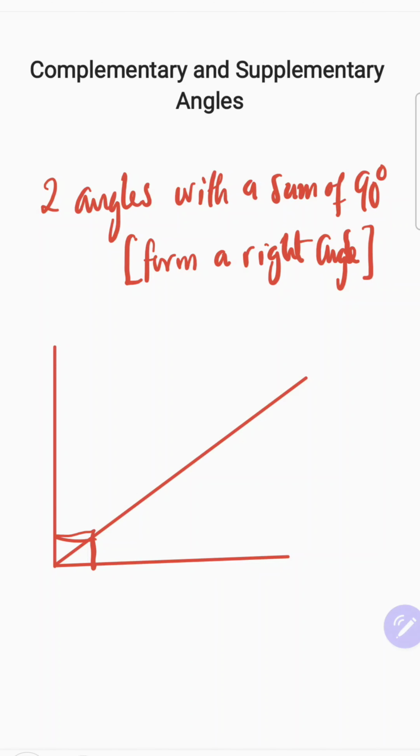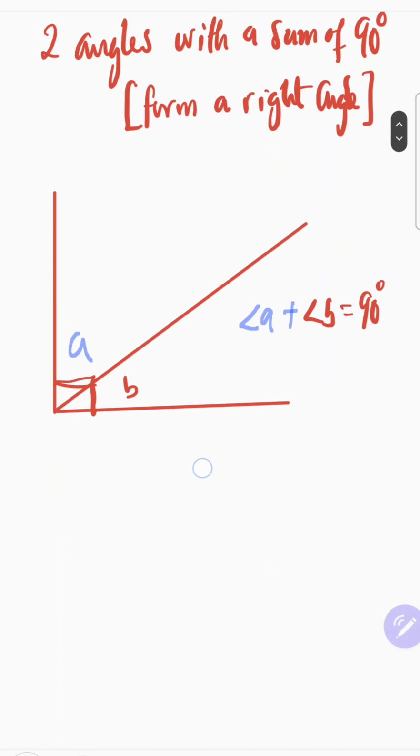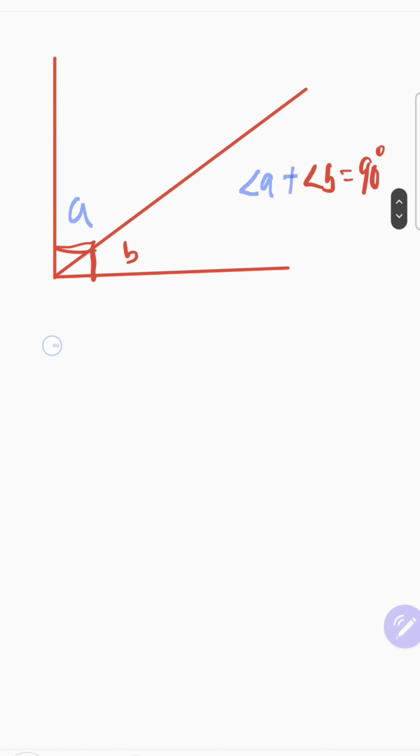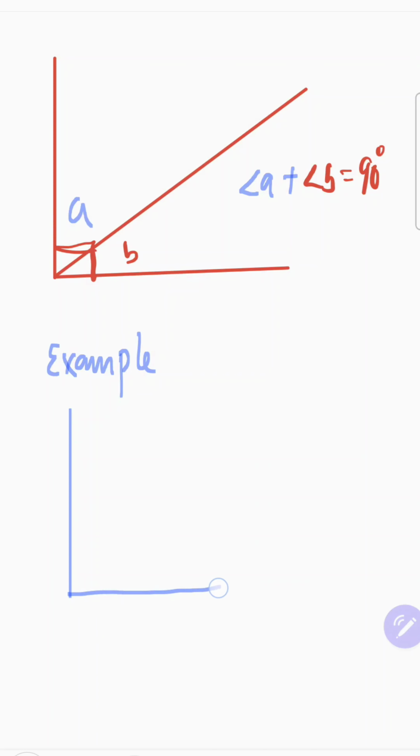Now, if this is angle A and this is angle B, we say that this is a right angle triangle if angle A plus angle B equals to what? 90 degrees. Now, let's have an example to illustrate what we mean. So here we have an example. Let's consider this right angle triangle. This is a right angle triangle.